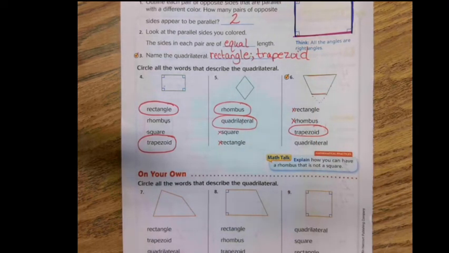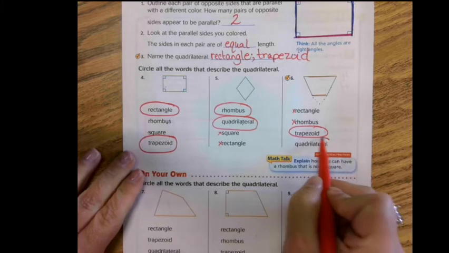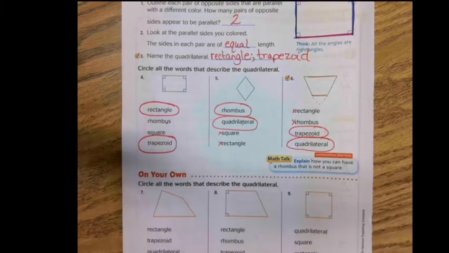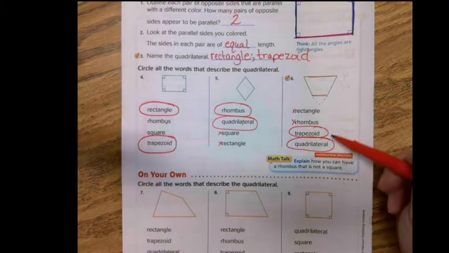And then also, we have the choice of quadrilateral. Remember, what is a quadrilateral? It is a four-sided shape. Okay, so it can be both of those.